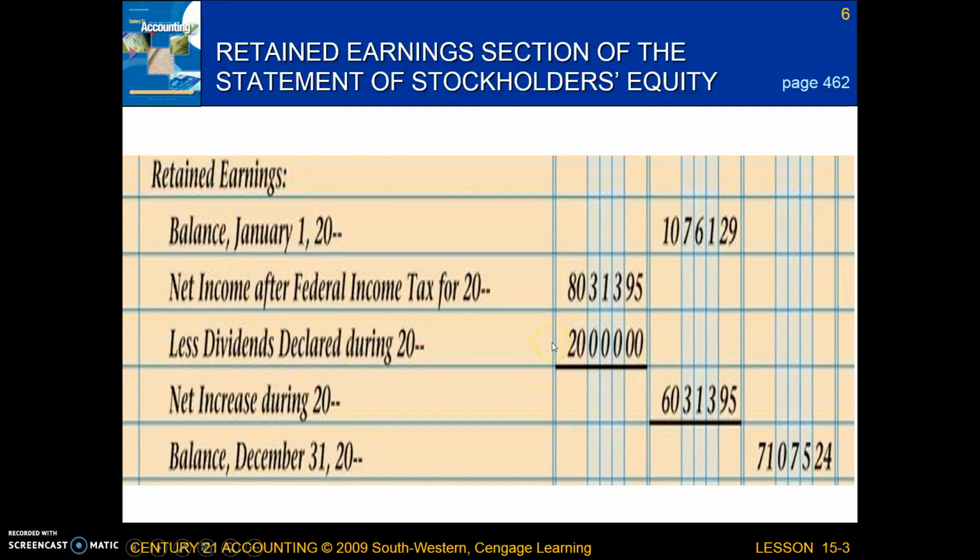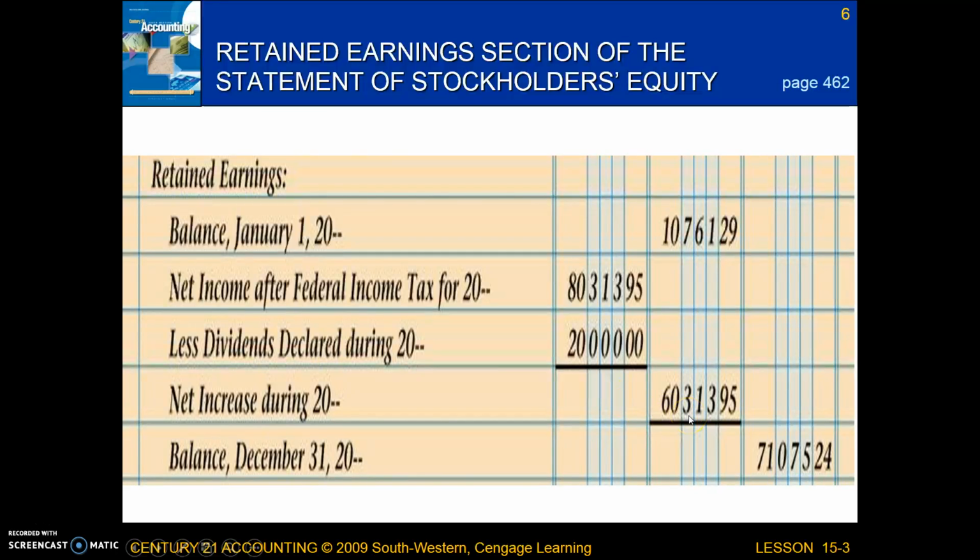So you will find that number on your worksheet, and I'll show you when we do the work together where that is. So you subtract your dividends, and that gets you your net increase. So we increased by $80,313.95 for our net income, but we had to reduce that by the $20,000 we paid out to our owners.